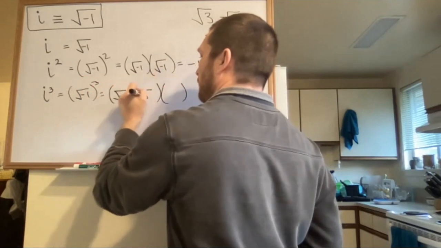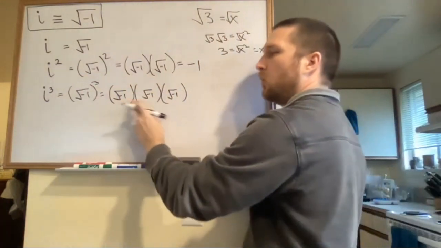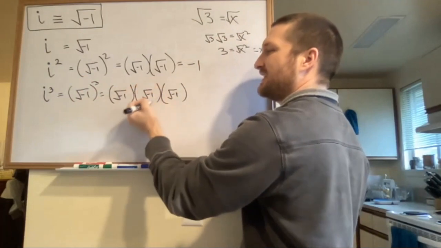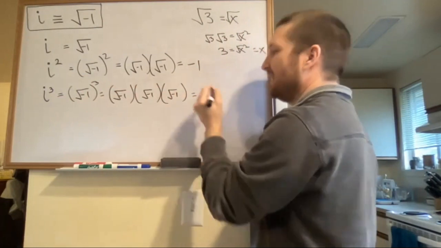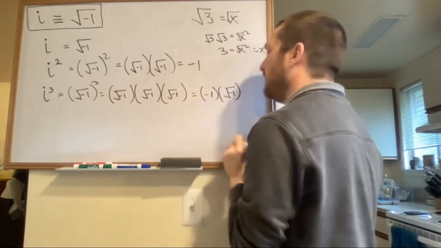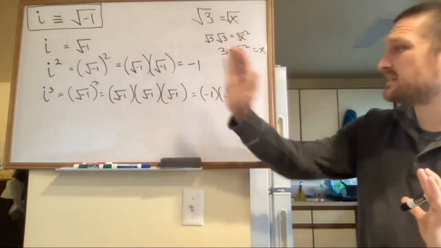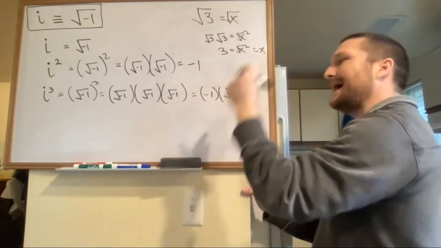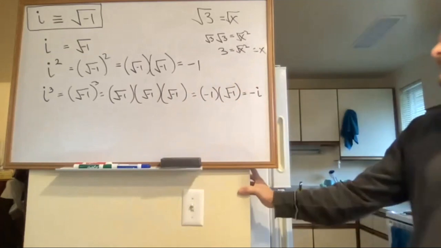Root negative one, root negative one, root negative one. Okay, so we already did this one. In fact, it's on the board. What is this times this? That part of that right there is equal to what? Negative one. Negative one times, there's one left over, square root of negative one. But what are we calling the square root of negative one? What have we defined it to be? i. So this is just negative one times i, or we could rewrite that as negative i.